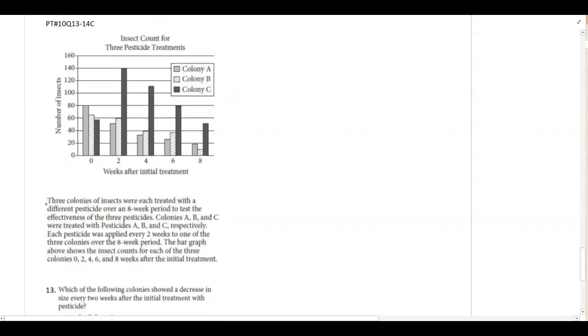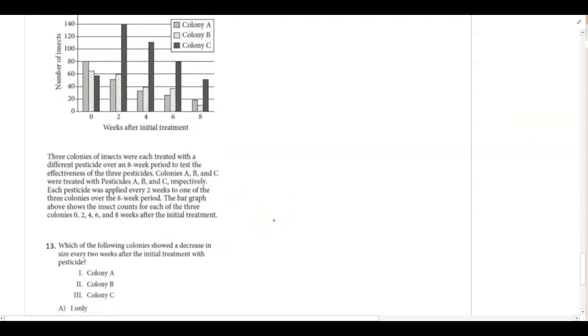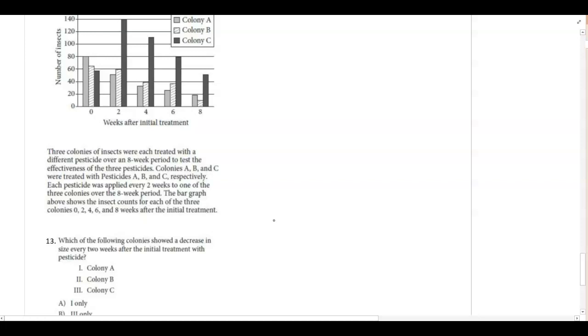Now the next one is a two-part question too. 3 colonies of insects were treated with different pesticides over an 8-week period to test the effectiveness of the 3 pesticides. Colony A, B, and C were treated with pesticides A, B, and C respectively. Each pesticide was applied every 2 weeks to one of the 3 colonies over an 8-week period. The bar graph above shows the insect counts for each of the 3 colonies, 0, 2, 4, 6, and 8 weeks after the initial treatment.